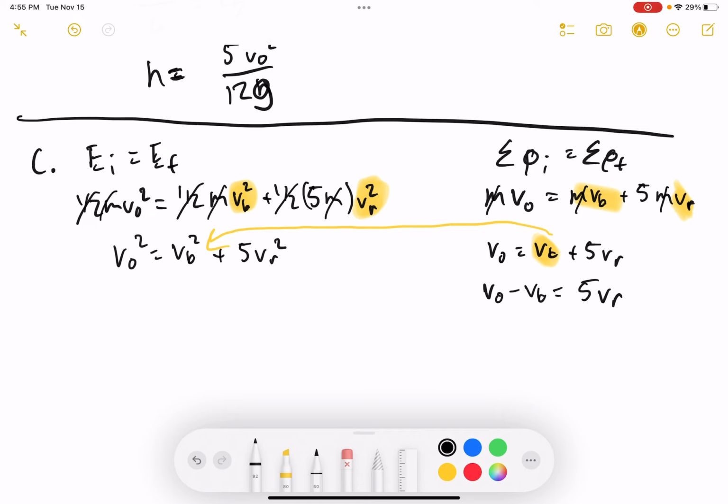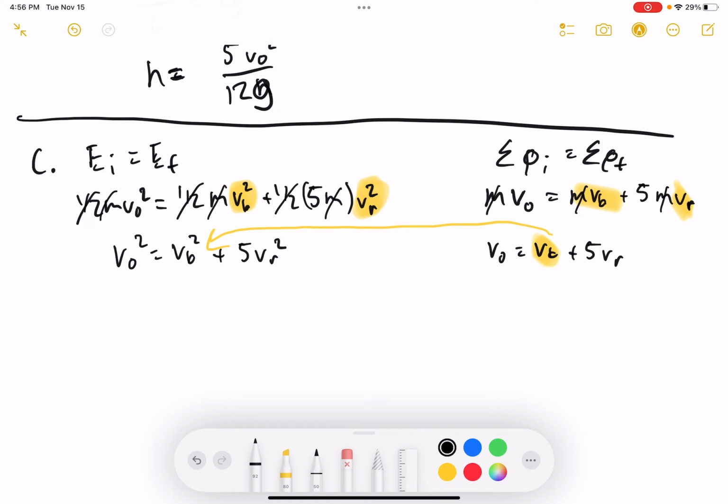And then go ahead and divide by 5. So that will cancel that out. So now you'll notice I've made a mistake, right? I just solved for the velocity of the ramp and not the velocity of the block, okay? So I need to go back and actually solve for the velocity of the block.